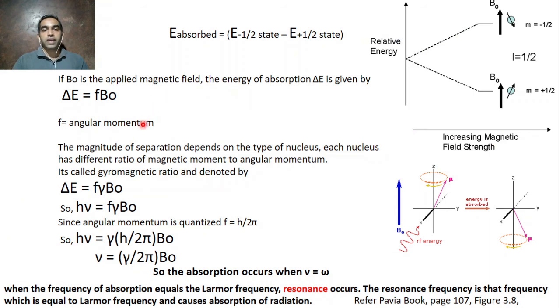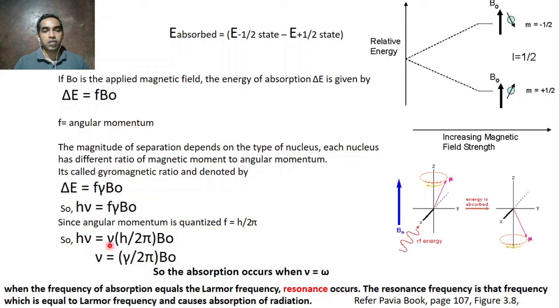And this is the energy required. This derivation you can remember here. The energy, if B0 is the applied magnetic field, the energy of absorption is given by delta E equal to F into B0. F is the angular momentum, and you need to consider gamma, that is the gyromagnetic ratio, because it is characteristic of each nucleus. Delta E becomes F gamma into B0. But you know, energy of absorption is given by h nu. E is equal to h nu. So h nu is equal to F into gamma into B0.